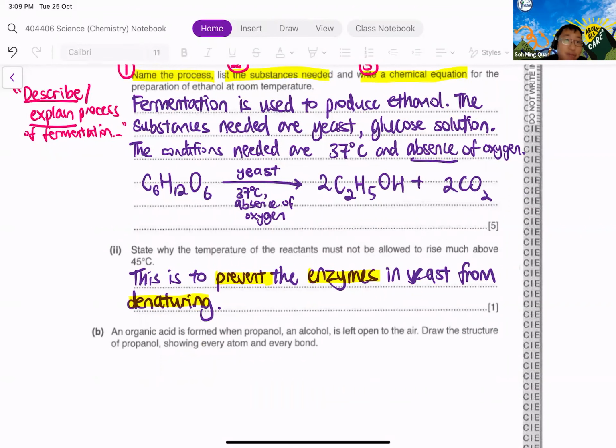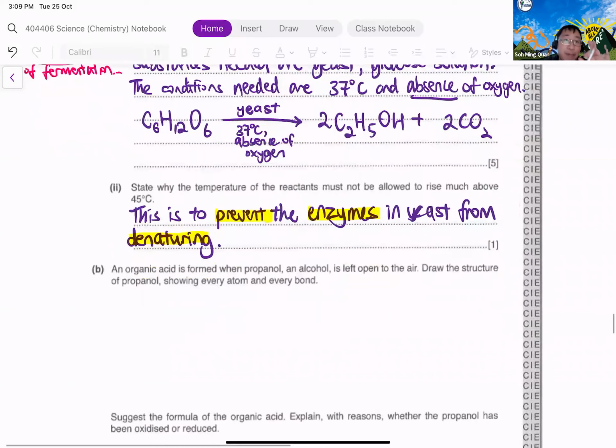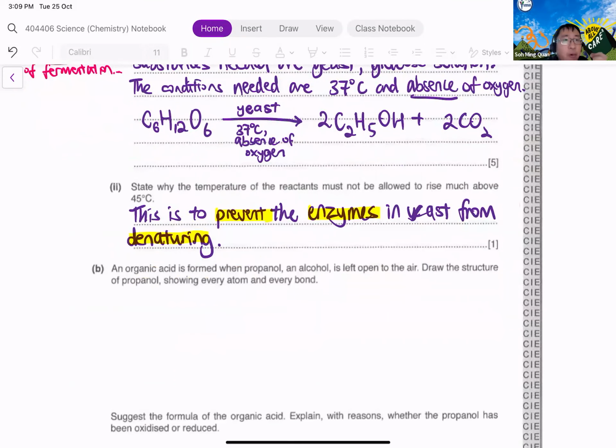Now, actually, this question is not the difficult part. The difficult part that most students got wrong was part B. Then you must be thinking, why? Why would they get it wrong?